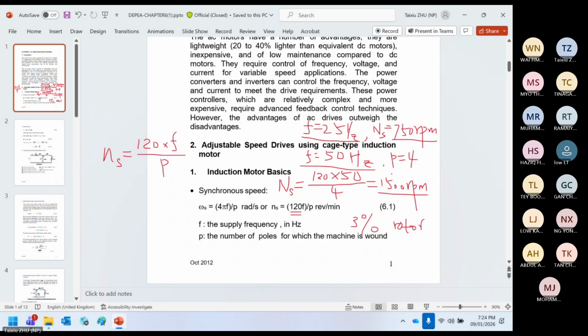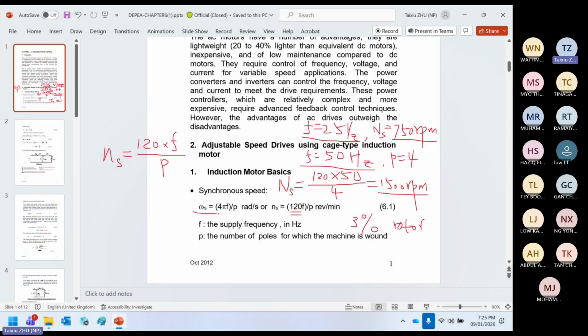So when the controller receives a demand request from the operator or driver, the motor basically runs following the setting of the frequency. So, for the synchronous speed, the formula we just follow is N_s.